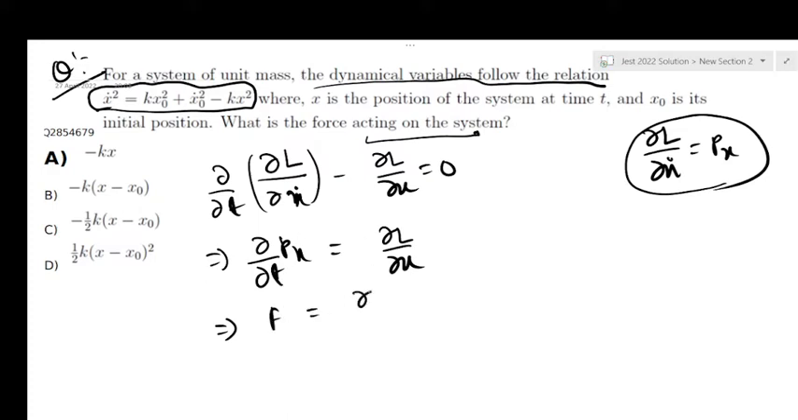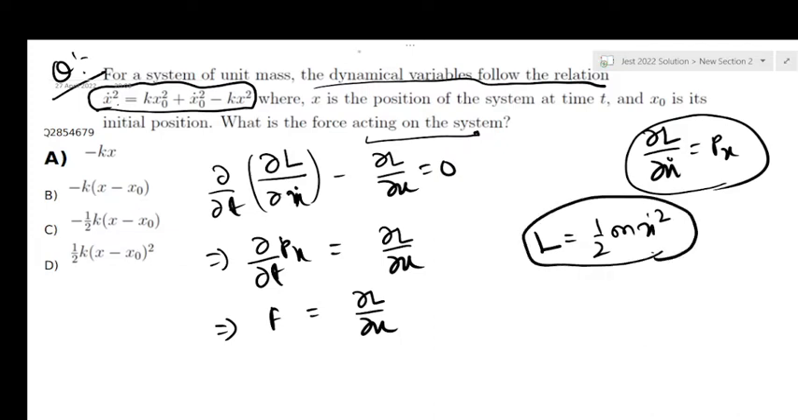So force will be del L by del x, and here L is equal to, since x dot square is given, that means velocity square, so L will be half m x dot square. And here a dynamical variable means it's moving, and there is nothing about potential, so I'm taking only the kinetic energy. So L will be half m x dot square, putting the values here, k x naught square plus x dot square x naught dot square minus k x square.